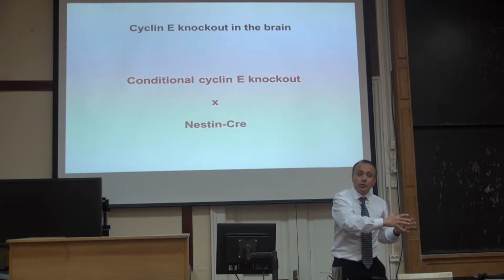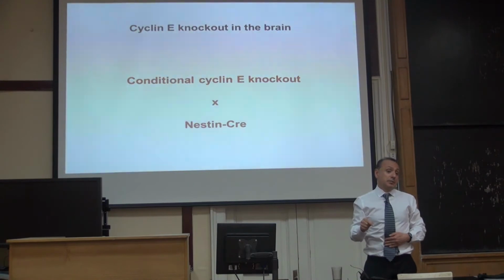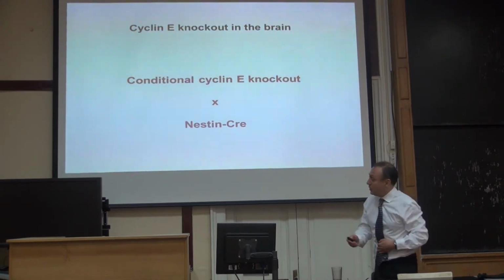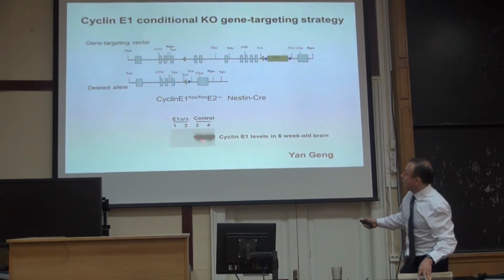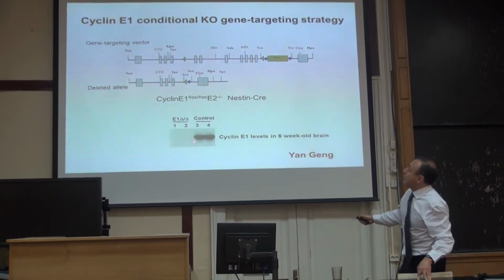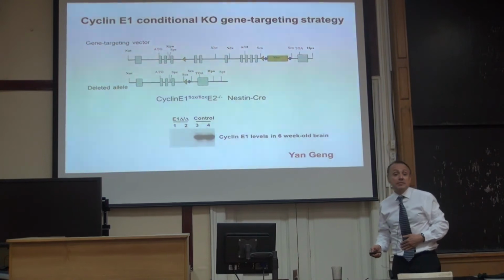So you're going to make a mouse where only the brain is going to delete cyclin E, and this is actually shown here. So we have mice running around which have either control brains, control mice have control brains with a good level of cyclin E, and then our conditional knockout will delete cyclin E specifically in the brain.